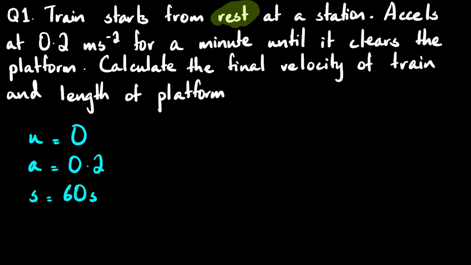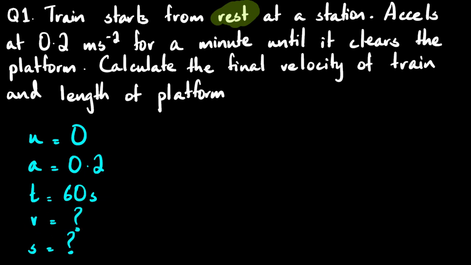So this is basically a two-parter question. So we have u, a, and s, and the final velocity, what we need to calculate is really v, right? And actually I just realized I made a mistake. This is actually the time, which is 60 seconds. And then the length of the platform would basically be the distance traveled by the train, which is also what we need to find out. The order really doesn't make a difference. Whatever you want to go ahead with, you can. So you have u, a, and t, and you need to find v.